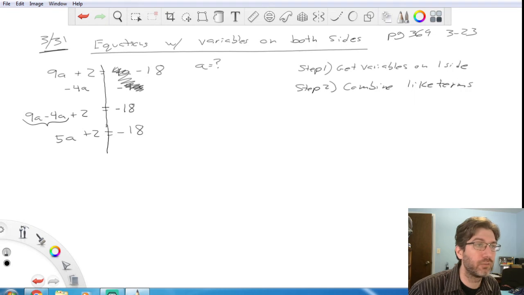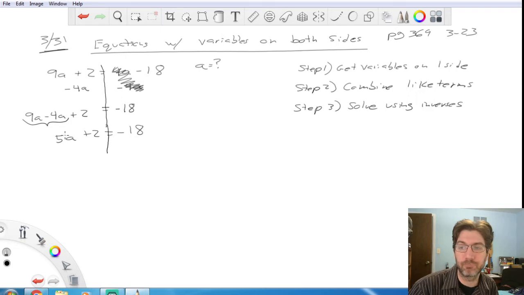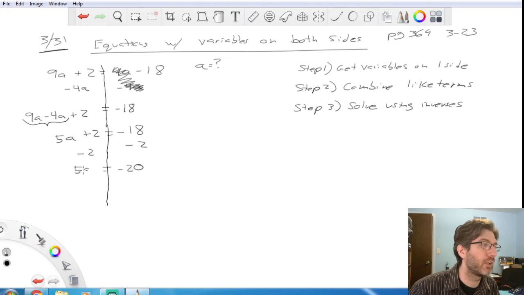Which we did earlier this week. Step 3 is solve using inverses. Right, so we want to get a by itself here. In that case, you're adding 2, so let's subtract 2 from this side and subtract 2 from this side. Just be careful of your signs. Negative 18 minus 2 gives you a negative 20, and that leaves you with 5a.